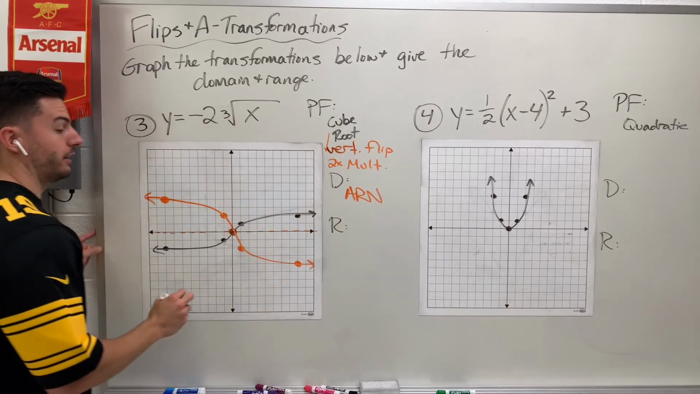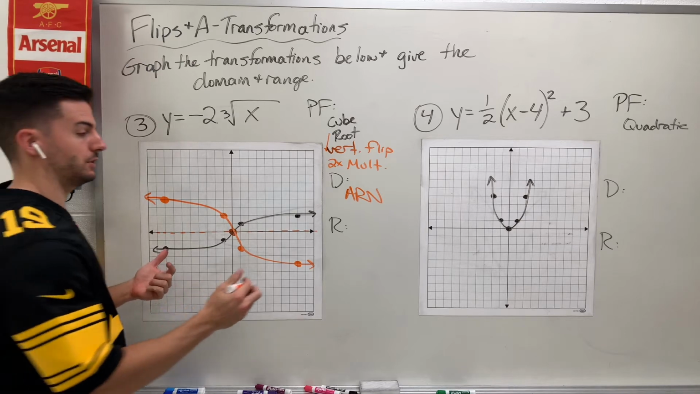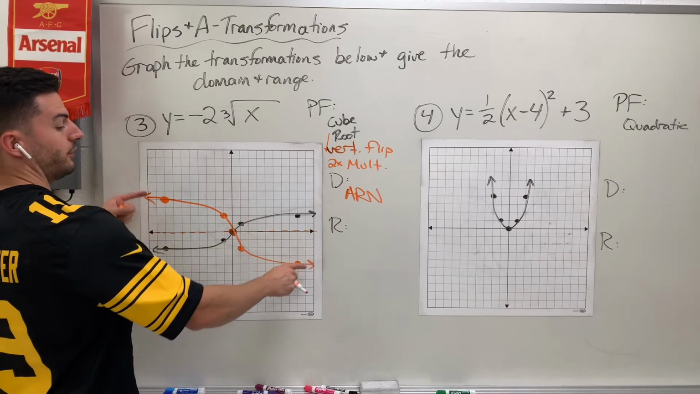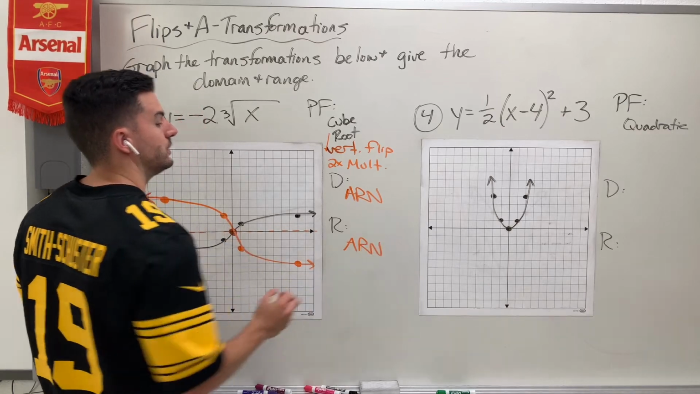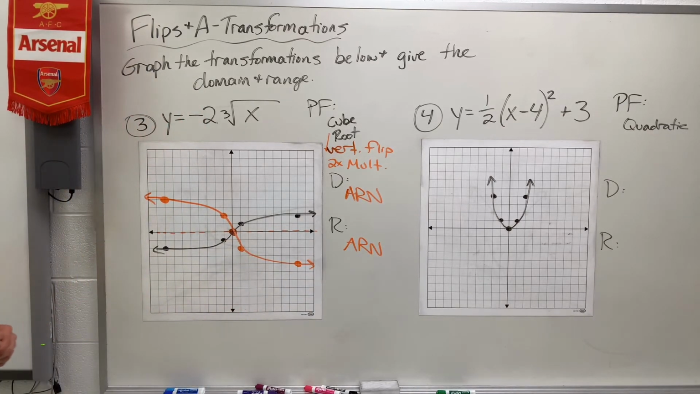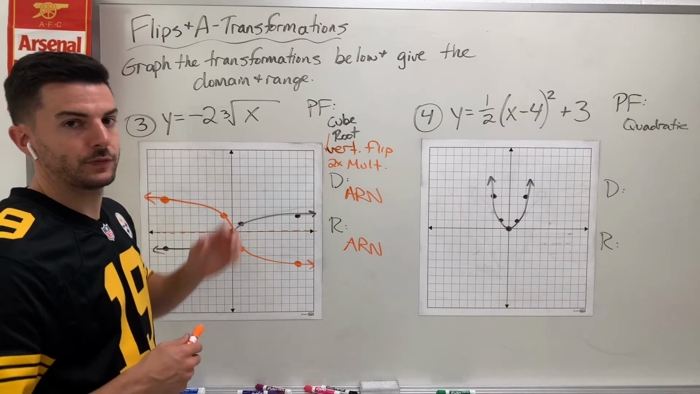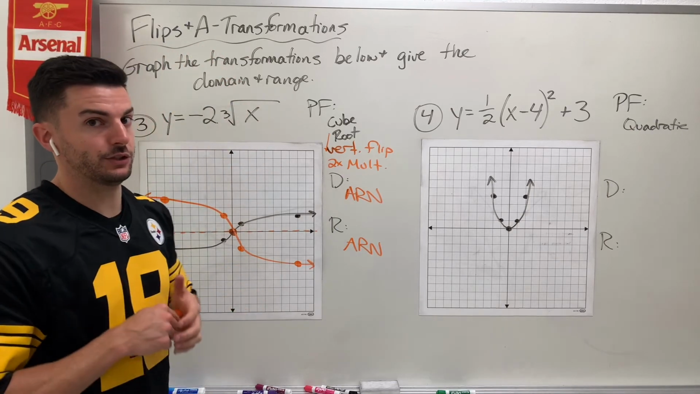And again, like the parent function, the range here will also be all real numbers because, yes, this will very gradually climb up and down and go up and down forever. So all real numbers for both. Okay, so that's number 3 with both of these transformations going on.